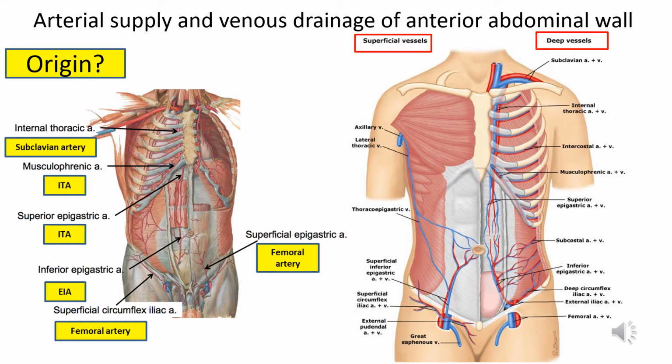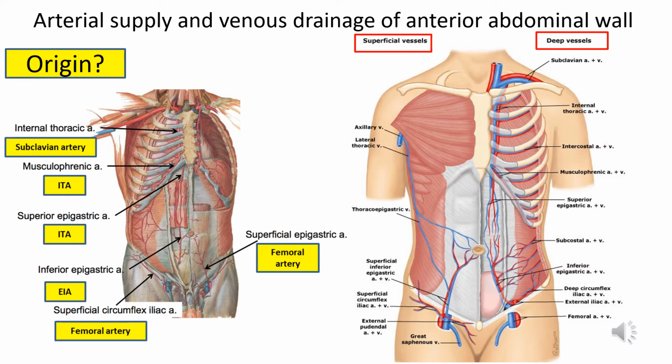Numerous blood vessels supply the anterolateral abdominal wall. Superficially, the superior part of the wall is supplied by branches of the musculophrenic artery, a terminal branch of the internal thoracic artery. The inferior part of the wall is supplied by the medially placed superficial epigastric artery and the laterally placed superficial circumflex iliac artery. Both are branches of the femoral artery.